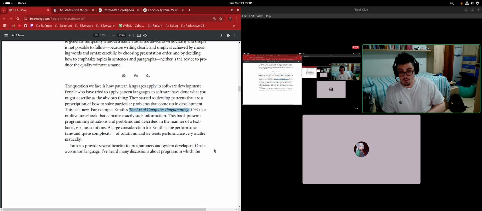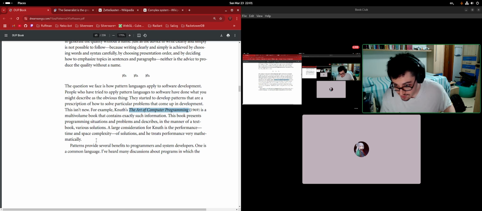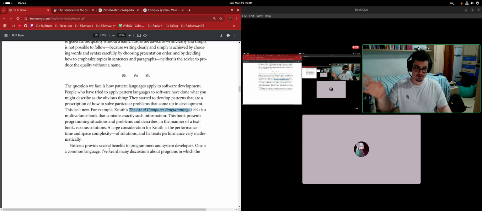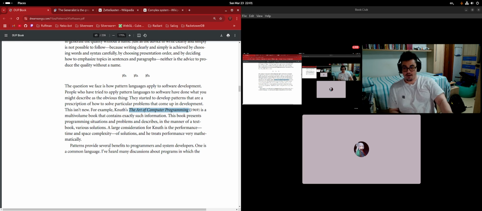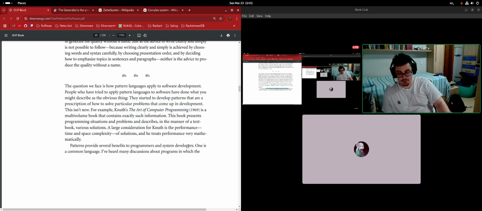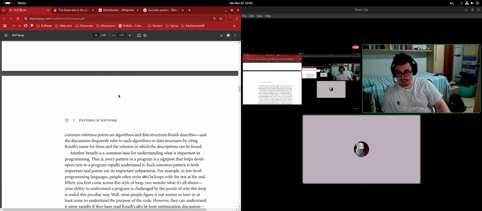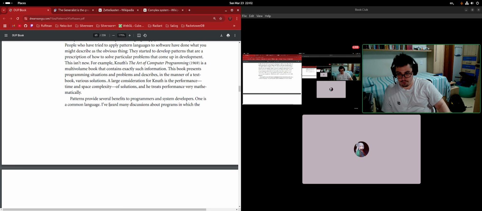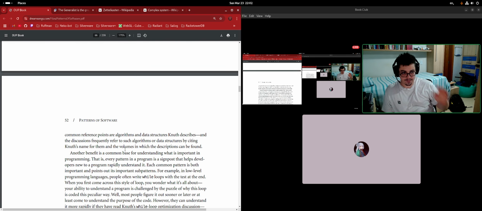And why does that matter? Because we can now share stuff, using a common language. We have a collection of pattern-solving descriptions that we can share with other programmers and system developers. And then we can point to particular sections of our manual, such as the algorithms and data structures in the book, and use that as our common idiom, our common language among each other.